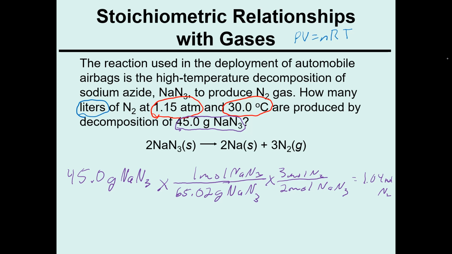So then we can take that and plug this in to our ideal gas law along with the pressure and temperature and calculate the volume. So we know that we're going to have to convert 30 degrees Celsius to Kelvin. So 30 plus 273 gives us 303 Kelvin. So I'm going to go ahead and go to the next slide, a blank slide here, so that I have room to work this out.